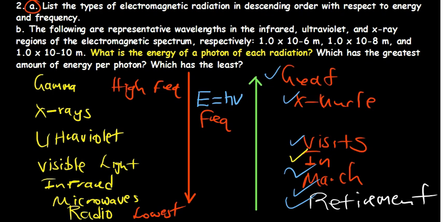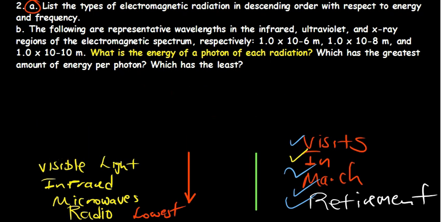So the U for the anchor can represent UV, and then V for visible light, and then infrared there, and then we've got M for micro, and then R for radio waves. Okay, so that's it for question A.